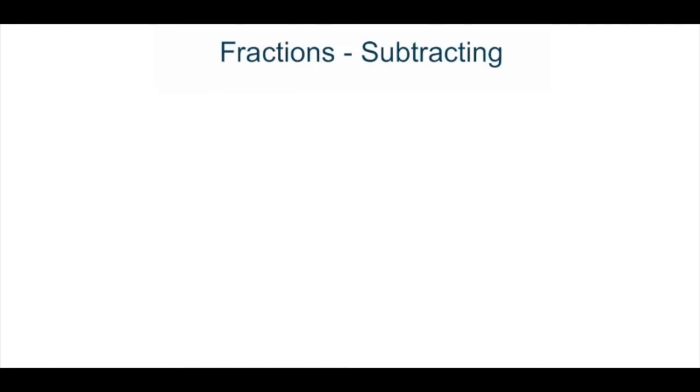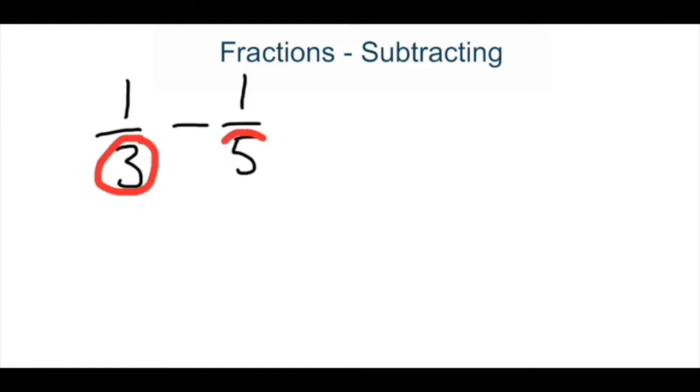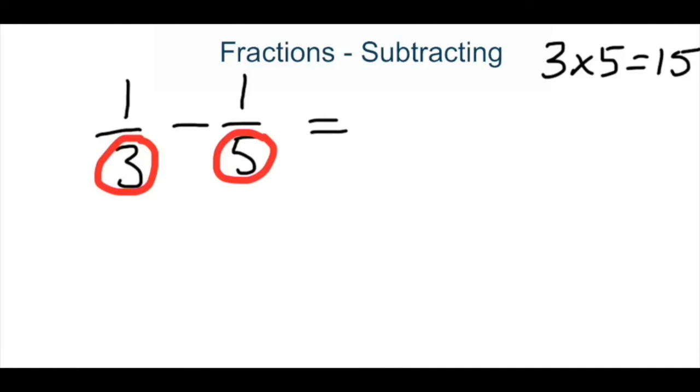For our subtracting, it's the same. I still need a common denominator. So if I do 1/3 take away 1/5, I still need a common denominator for both of these fractions. And we can use our same trick. We can say 3 times 5 is equal to 15. So we want both of our fractions to be over 15. Did I write a plus sign there? I meant it to be a minus sign.